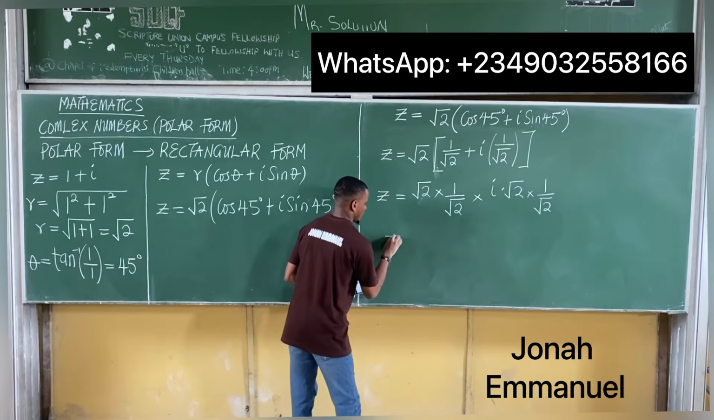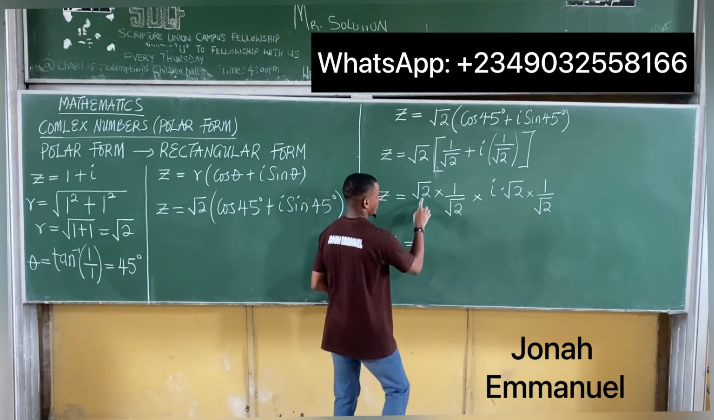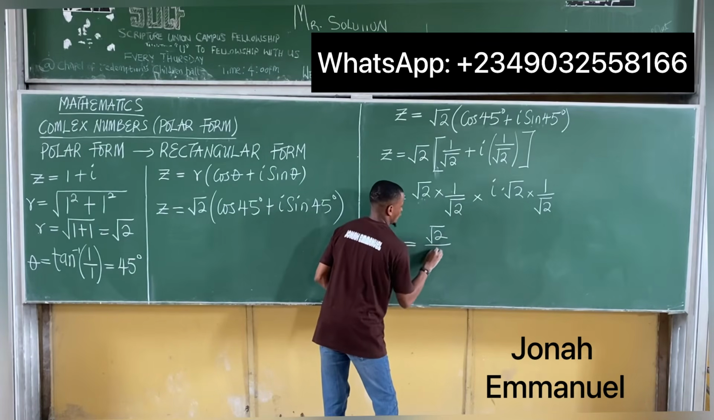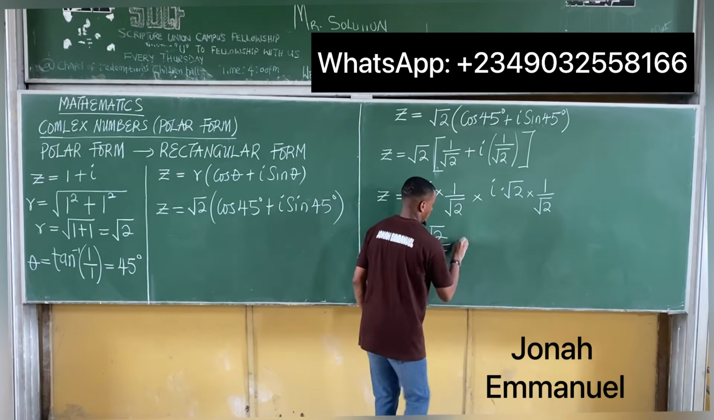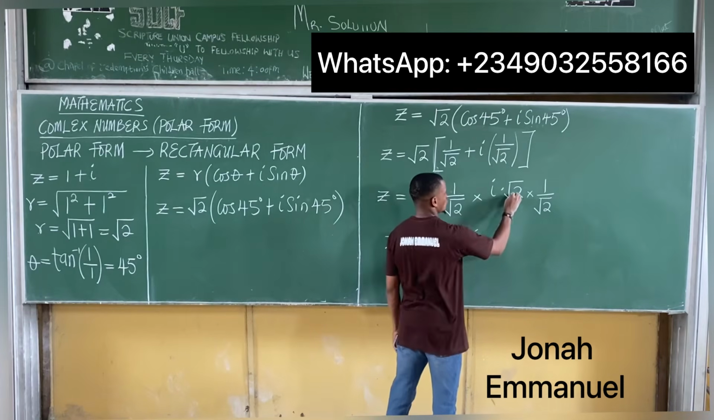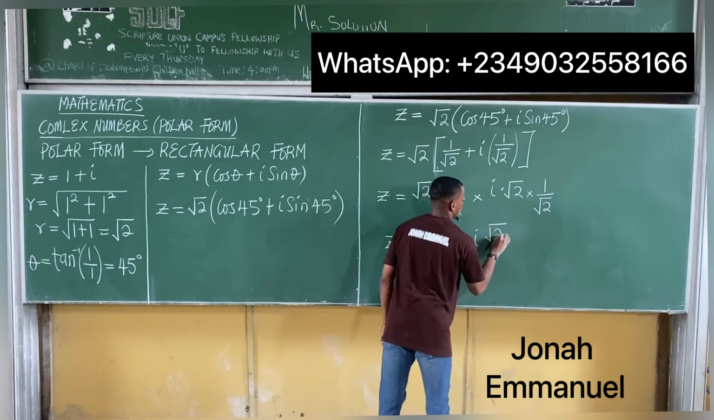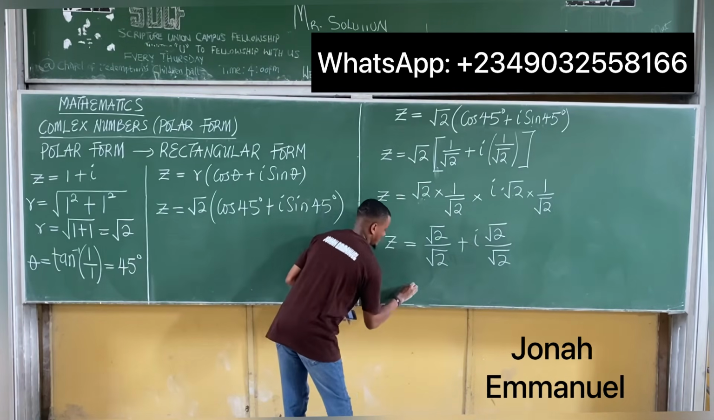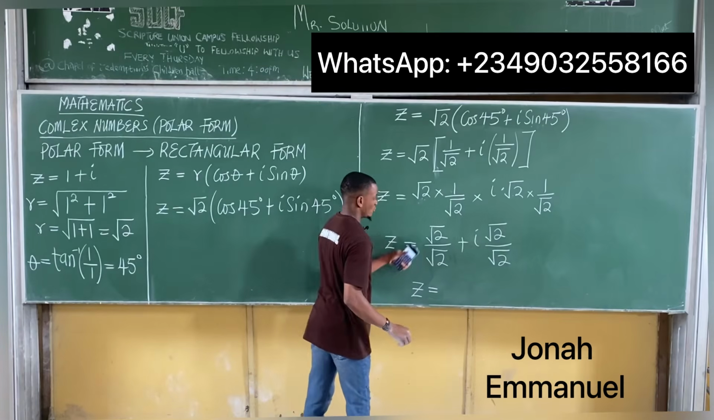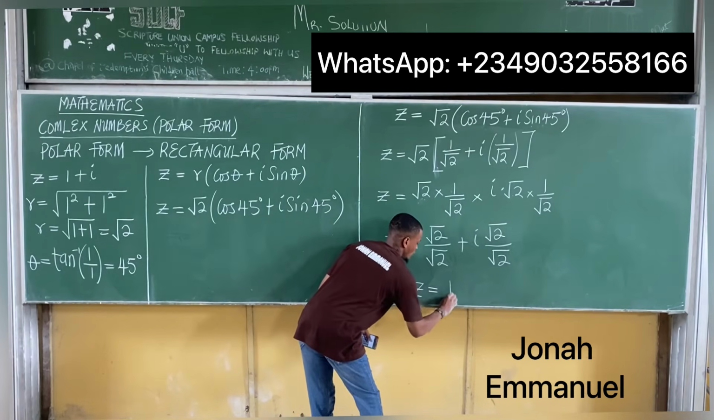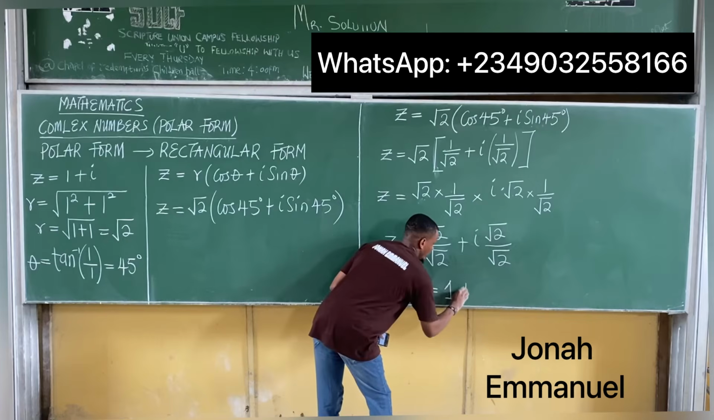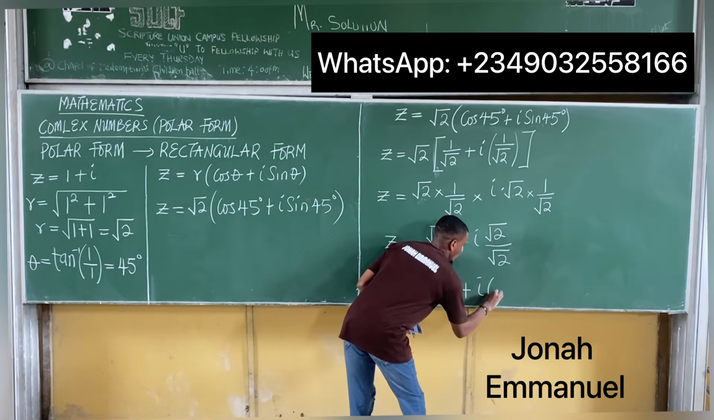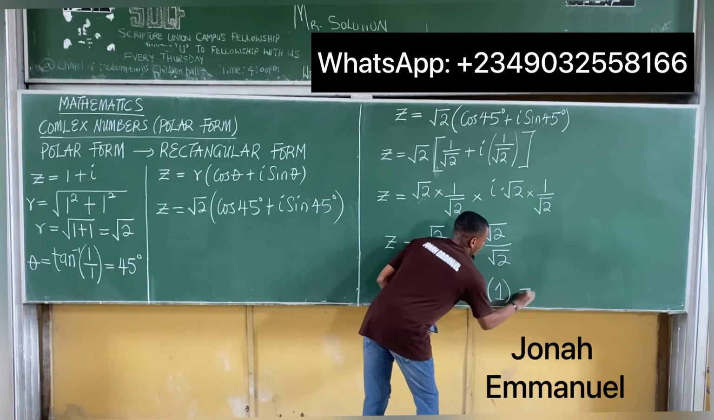So hence z will be equal to, of course, this becomes root 2. Root 2 times 1 is root 2 over root 2 plus i into root 2 times 1 is root 2 all over root 2. From here, it means that z is equal to root 2 divided by root 2 gives you 1 plus i into root 2 divided by root 2 gives you 1. So into 1, multiply this.